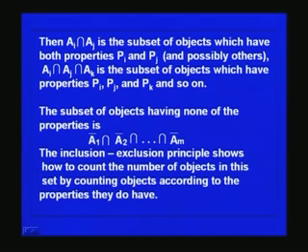You want to count the number of objects which do not have any of the properties. And how do you calculate it? In terms of the number of elements having that property. You know the value of A1, you know the value of A2 and so on. So, from that how will you calculate?